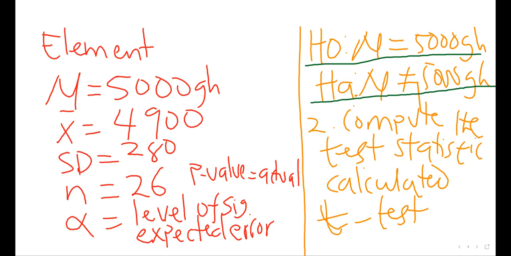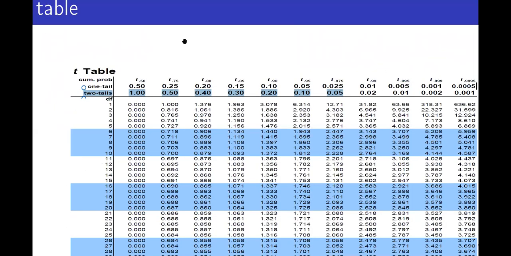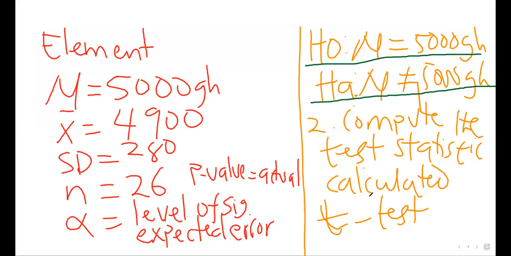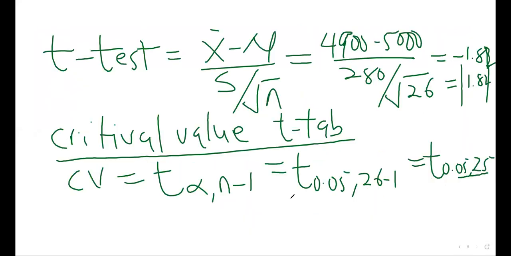Now that we know that we are dealing with a two tail, when you go to the table you just look for the two tail. Whatever answer we are looking for, we are going to get at the two tail section. Now we need to know our alpha. Alpha is 0.05. So we look at the two tail and select 0.05. You match that 0.05 with the 25 degrees of freedom. The 25 here, the n minus 1, is called the degrees of freedom, DF.